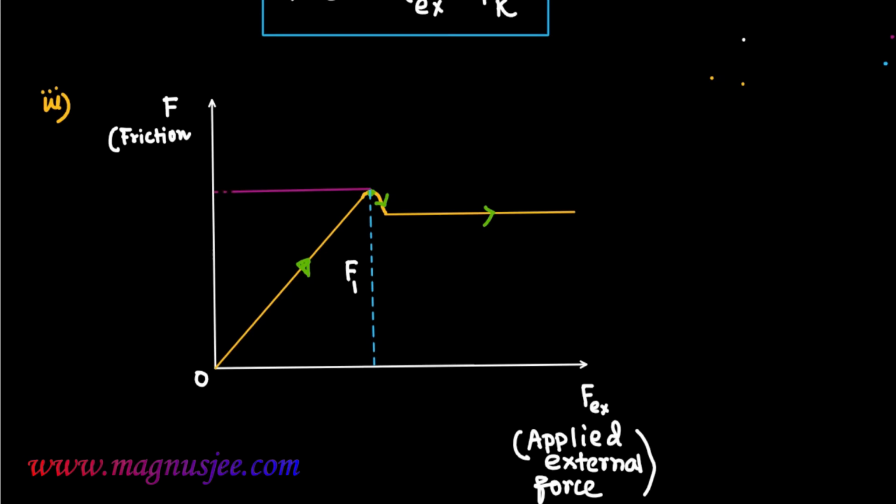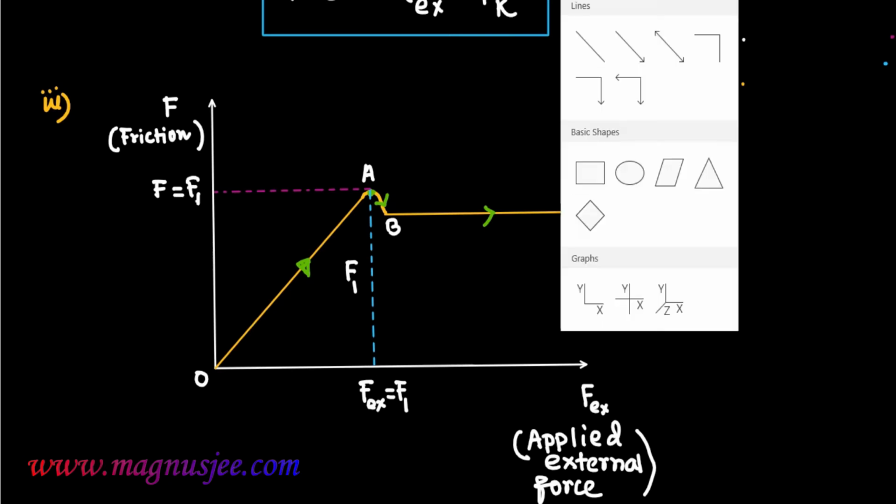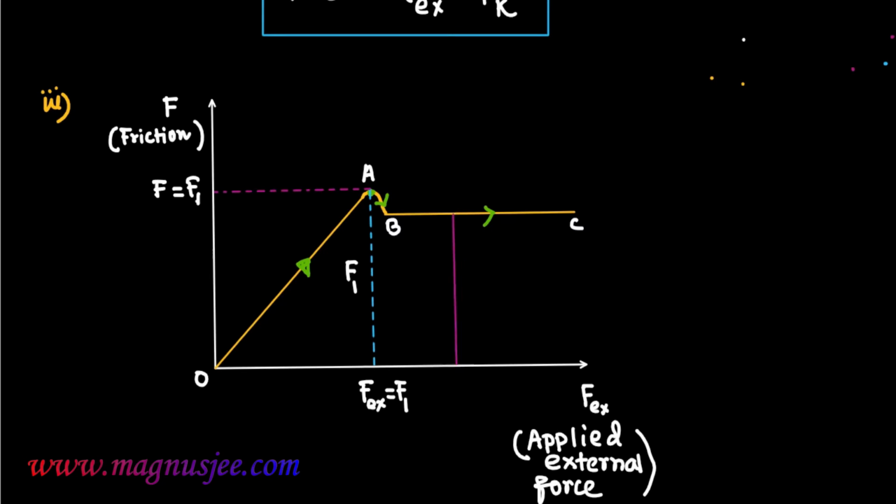And we can also draw a perpendicular from the highest point on the vertical axis, the force of friction axis. This point is A, and then B and C. From A to B, force of friction decreases, and at A, applied external force Fex equals Fl, and force of friction F equals Fl. If we draw a perpendicular from the portion BC on the horizontal axis, we get kinetic friction Fk, and that kinetic friction is constant.